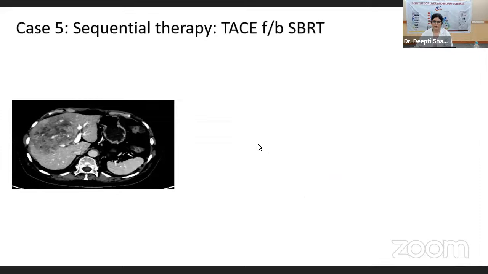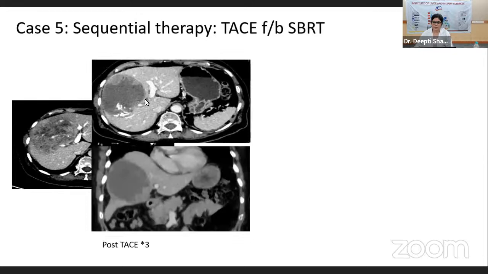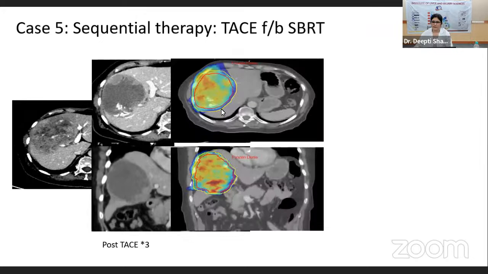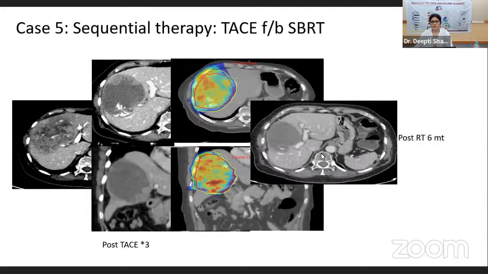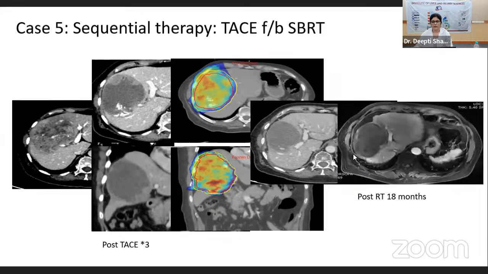This is another case that we have treated, a large HCC in segments 5-8 and segment 4. He received three sessions of TACE. After three sessions of TACE, there was a decrease in the arterial enhancement and size of the lesion as well. Further, he received radiation therapy to the lesion. This is a follow-up scan at 6 months and at 1.5 years, suggesting a complete response. Although, because of the necrotic cavity, the size is reducing with time, the patient is in complete response.